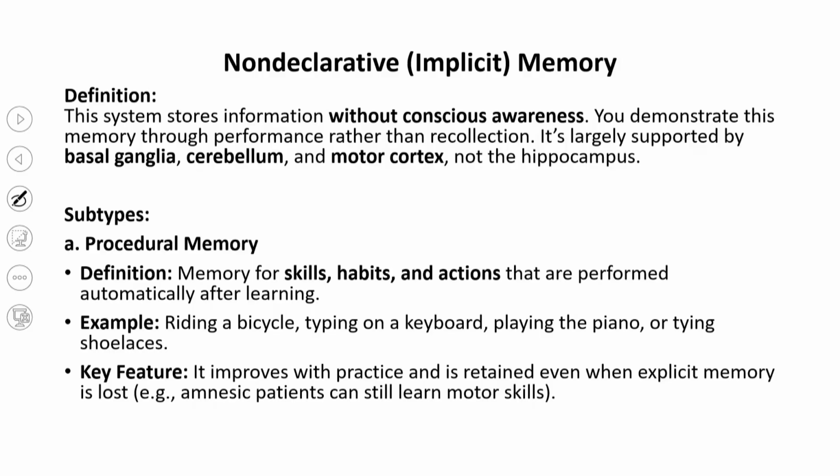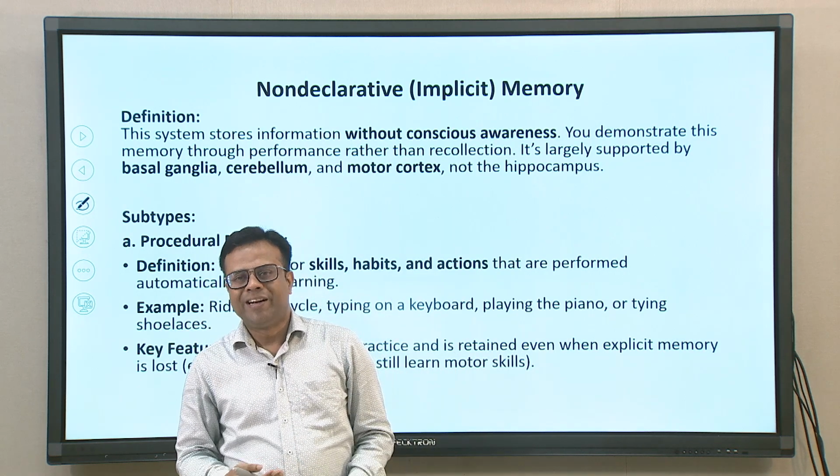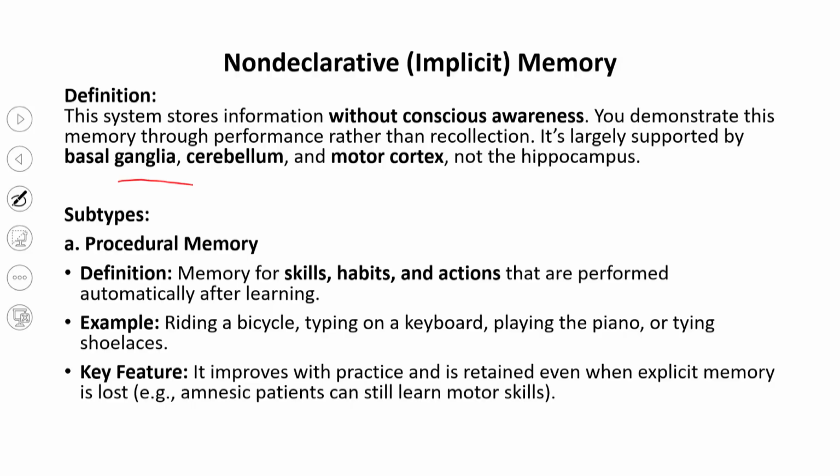The last one is called non-declarative memory or implicit memory. These are memories which are unconscious, you do not consciously have to remember them. They are related mostly to procedures and tasks that we learn to do, some skills, and they happen very automatically without conscious awareness. It also includes different subtypes. It is largely supported by the basal ganglia, cerebellum and motor cortex. These are the parts responsible for non-declarative memory.